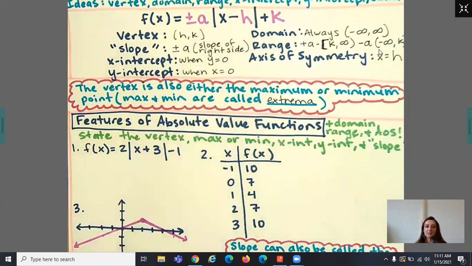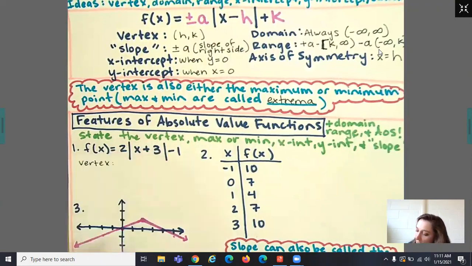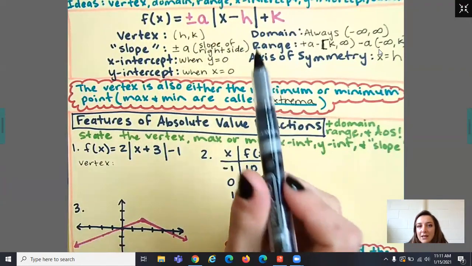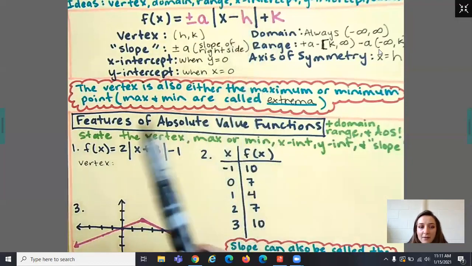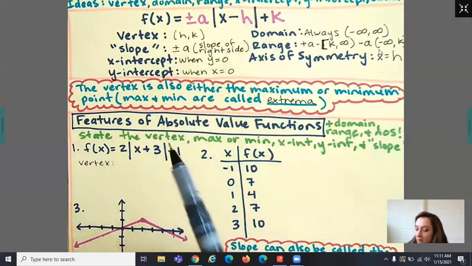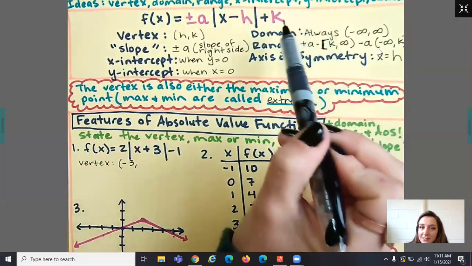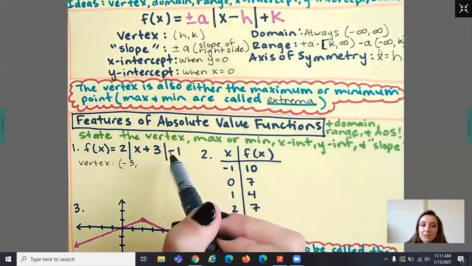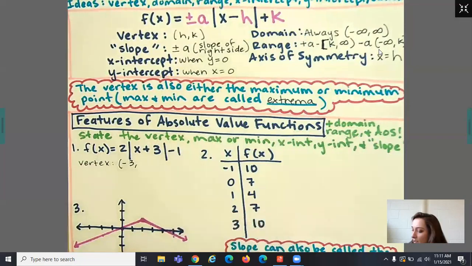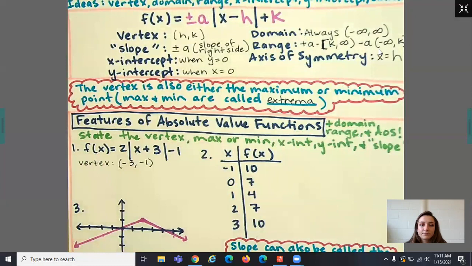So the very first thing is the vertex. And that is always going to be h comma k. Remember I said that the h value is weird because this negative means we're going to change the sign every time. So since this is positive 3, the vertex is actually going to be negative 3, comma, and then since we're adding the k value, the k value is just going to be the same as whatever it is. So this value on the end is negative 1. That means our vertex is negative 3, negative 1.